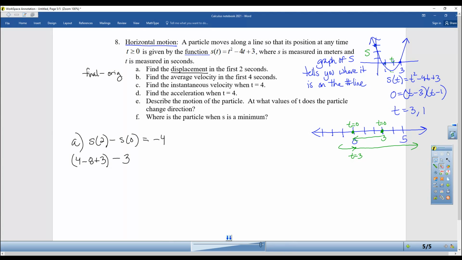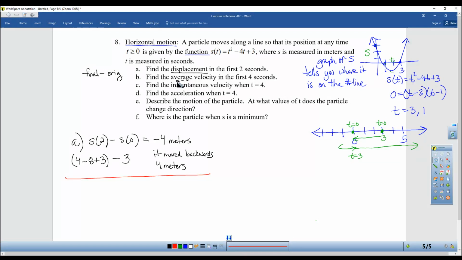That was a little sloppy. So it moved back 4 meters. It moved backwards 4 meters. That's what that negative means. Moving on to part B.